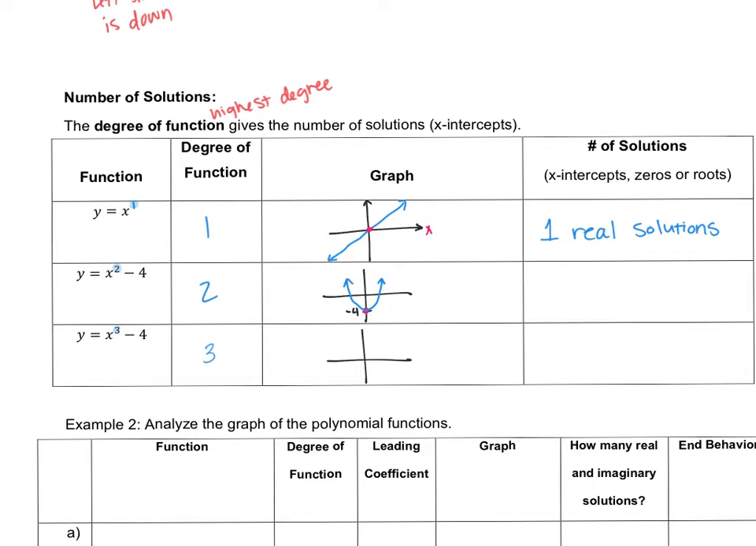I want you to notice with this type of graph, how many times does it cross the x-axis? Well, it hits it 2 times. That makes sense because in this case, this is a quadratic. The highest power is 2, so there should be 2 solutions or 2 x-intercepts, and there are. So there are 2 real solutions here.